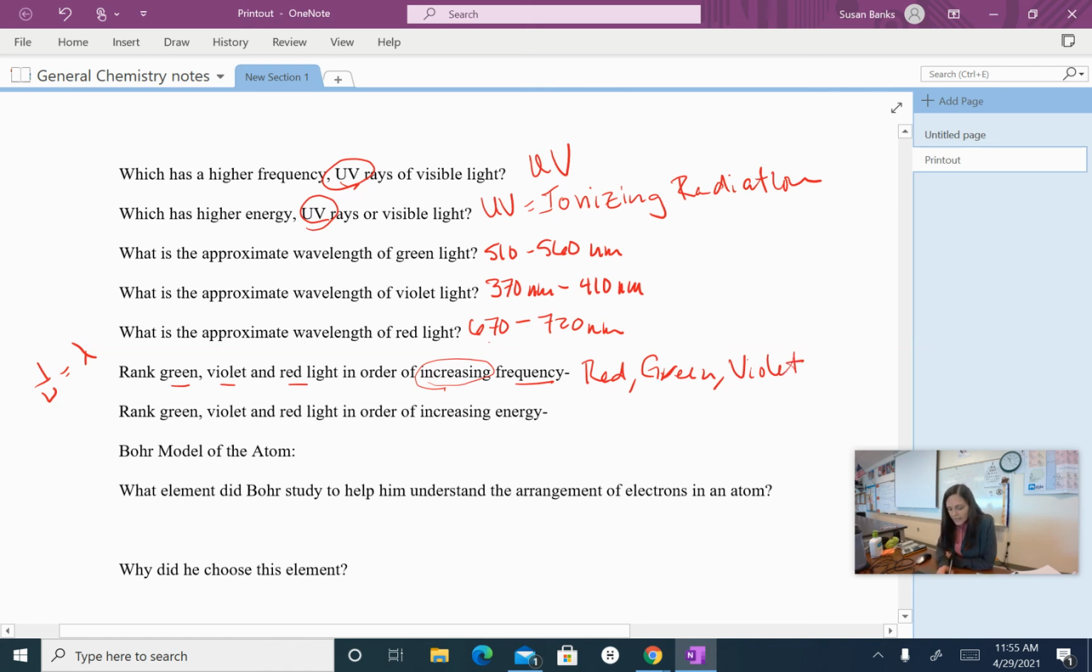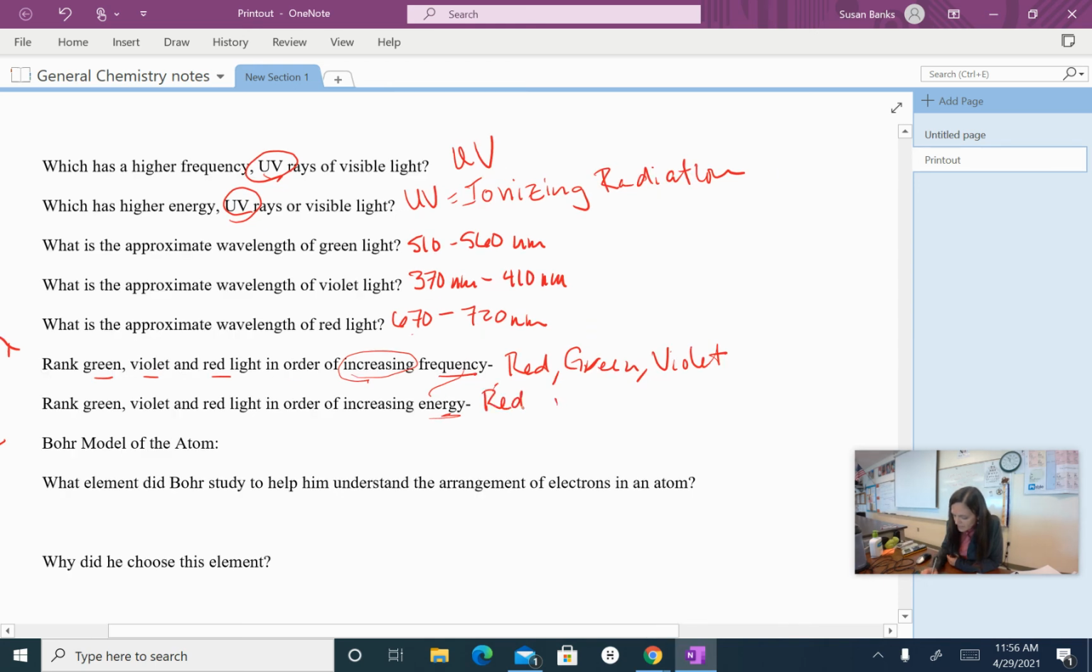Okay? Rank green, violet, and red in order of energy. Well, frequency and energy are pretty much the same. Well, they're not the same, but they're in the same order. So as frequency goes up, energy also goes up. So guess what? It's going to be the same list. So red has the least energy, then green, and then violet has the most energy of our visible light.